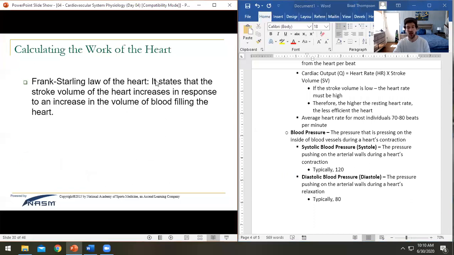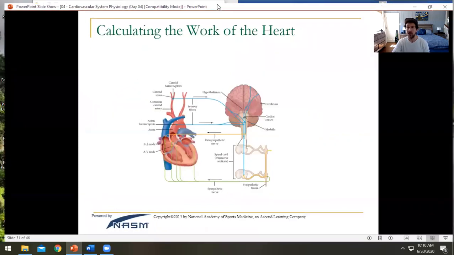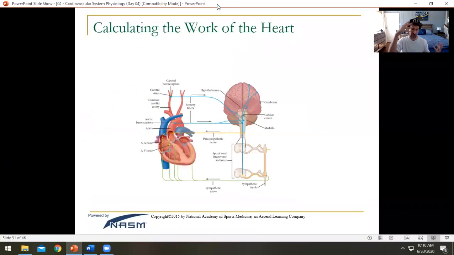And so there's also another law here, and it's called the Frank-Starling law, and it states that your stroke volume of the heart will increase in response to blood filling the heart. So when the heart starts to fill with more and more blood, your stroke volume is going to increase. The amount of blood ejected from the heart each time will increase in response to more blood flow, right? And that more blood flow, again, is determined by your nervous system.